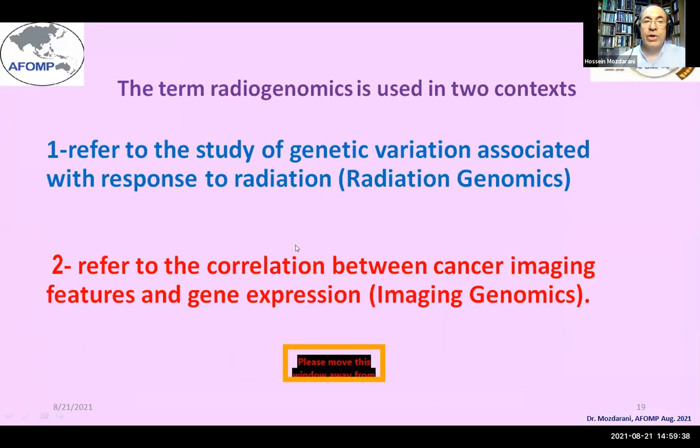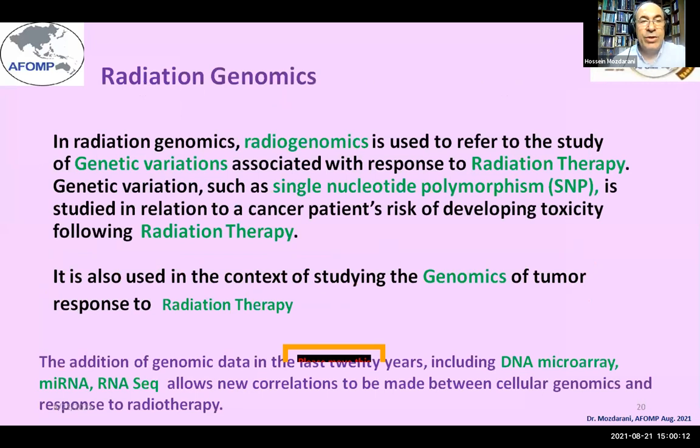Radiogenomics is used in two contexts. One refers to the study of genetic variation associated with response to radiation, that is radiation genomics. The other one refers to the correlation between cancer imaging features and gene expression, imaging genomics. Although some add another context to this category, pathogenomics, correlating genomic information to pathologic data. In radiation genomics, radiogenomics is used to refer to the genetic variation associated with response to radiation therapy.